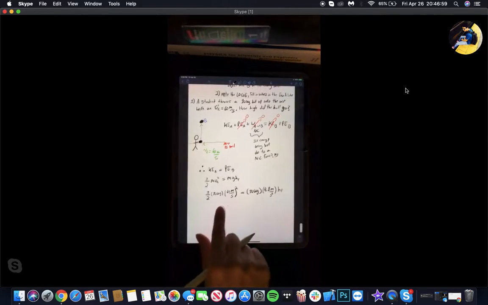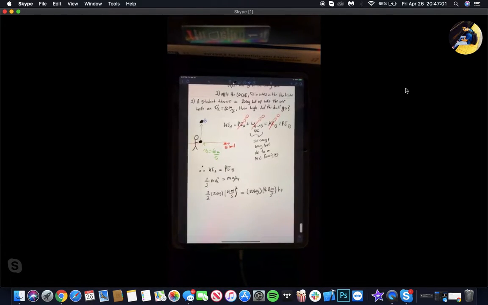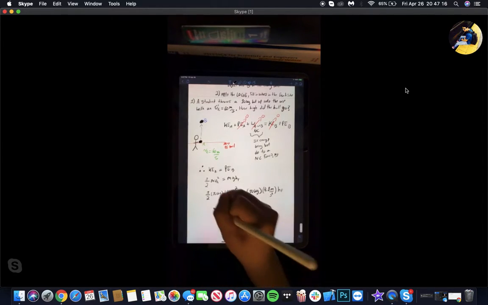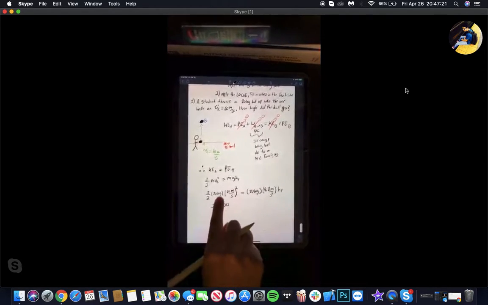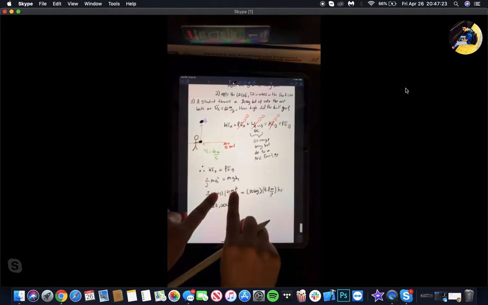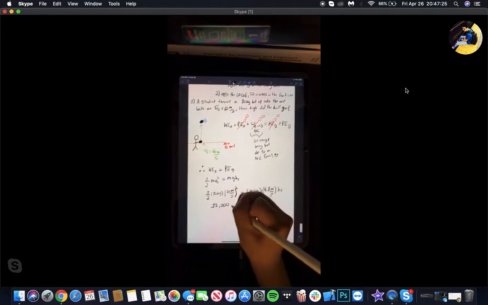Oh, there's no negative 9.8? No, there's not a negative 9.8. Remember, here we're dealing with the magnitude of g. So half of 10, that's 5. Then 5 times 60 squared, we get 18,000. We have kilograms times meters squared per second squared, and that gives us joules.